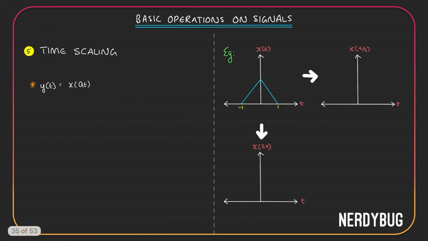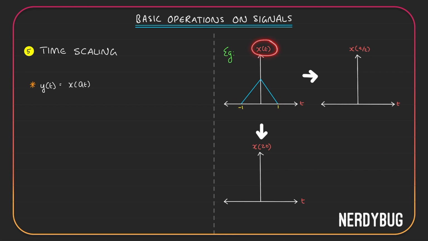Moving on to the next operation, we have time scaling. Here y of t will be x of at. We are multiplying the independent variable, which is time t, with a constant a. For our example, we have a triangular signal ranging from minus 1 to 1.